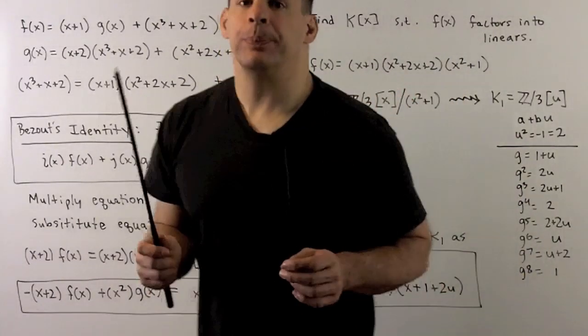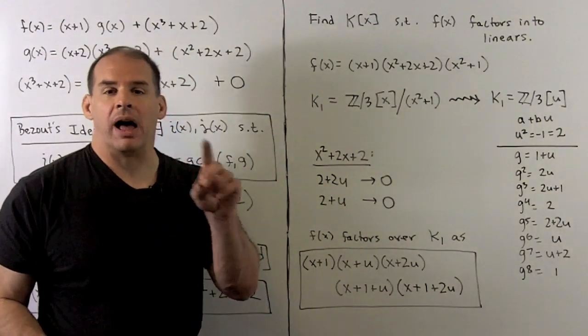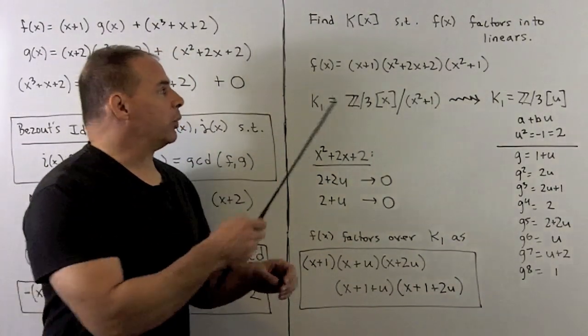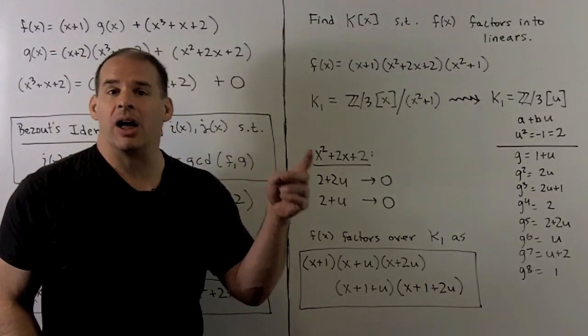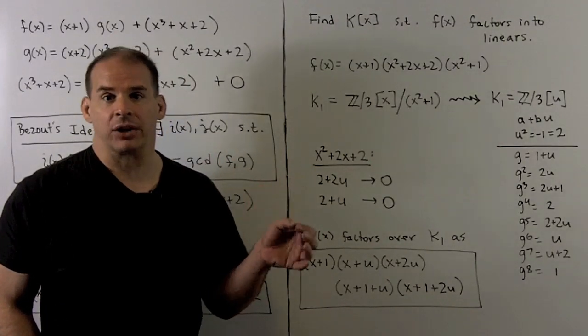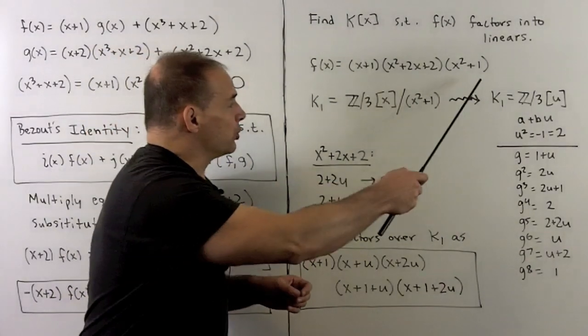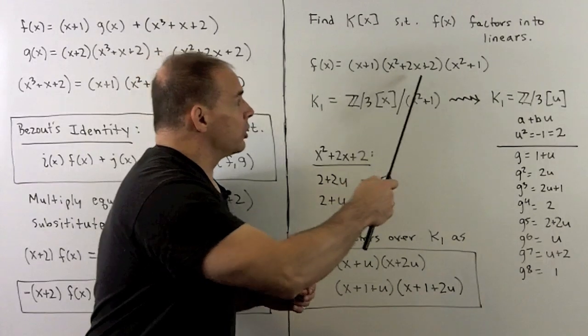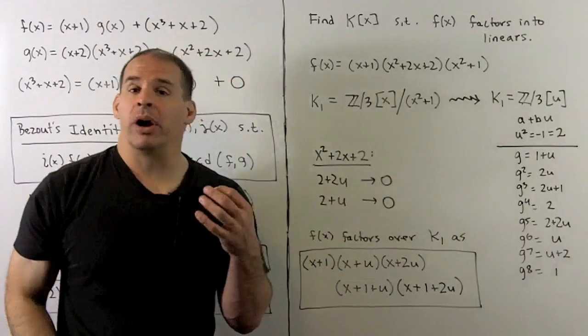One last thing. Recall, if we're working with a polynomial over a field, we can always find another field that extends the original field such that our polynomial factors into linear factors. So the f of x that we're using has this factorization over z mod 3 with two irreducible factors in it that are quadratics. Now we want to break those down.